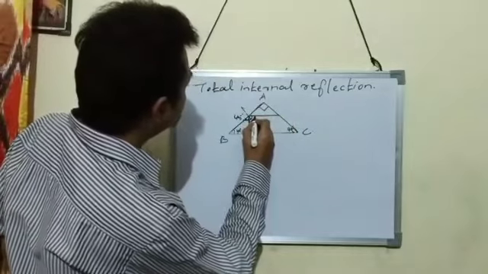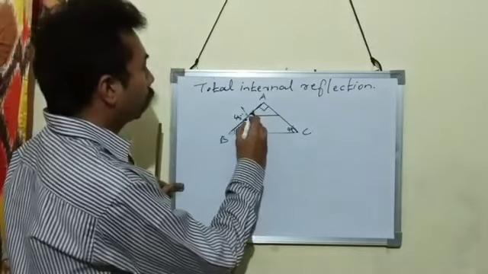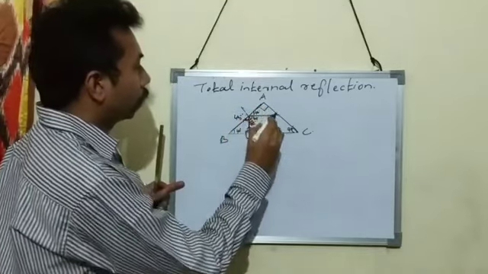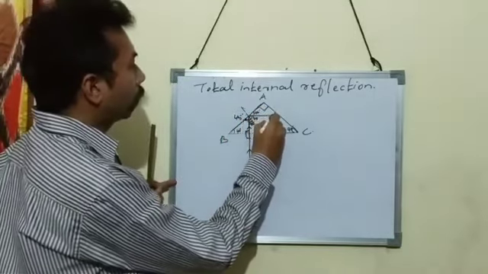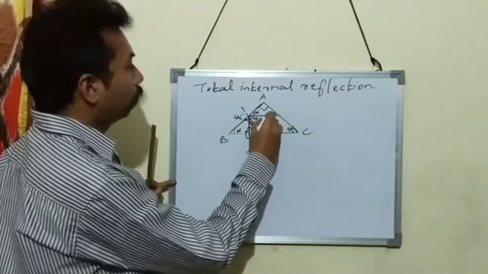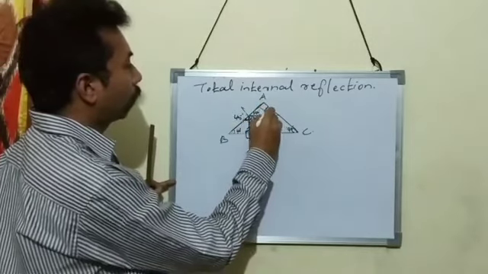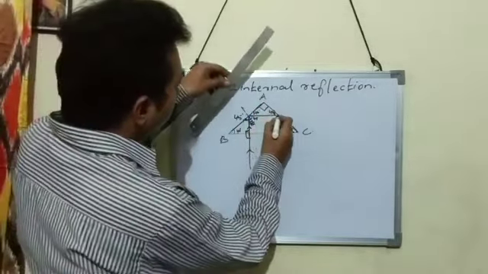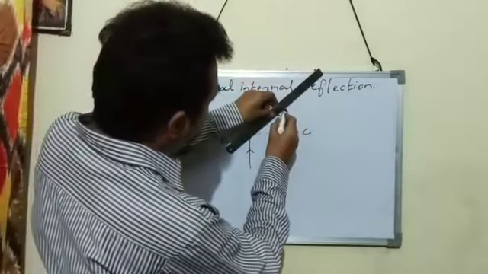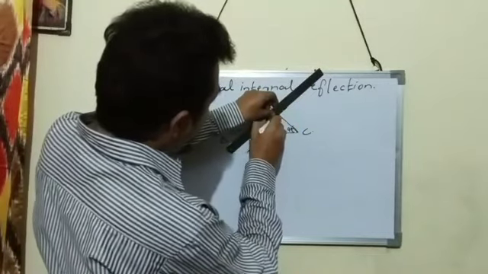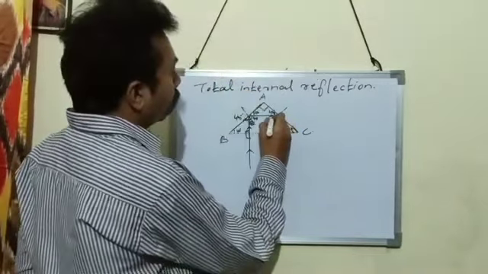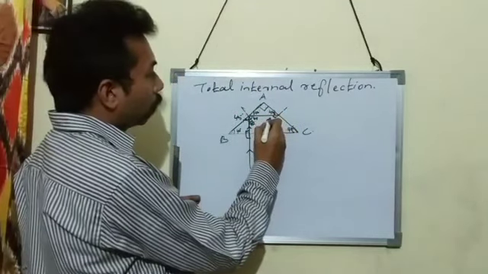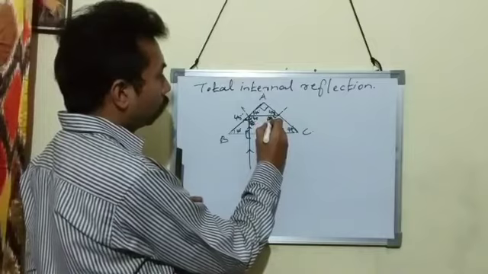So this is 45 degrees. What is the magnitude of this angle by straight line? This will also come as 45. This is 90, this is 45. Then what is the magnitude of this angle? This angle will also be 45 by applying the angle sum property in this triangle. Now about this point we draw a normal. What will be the magnitude of this angle? That is 90 minus 45, which is equal to 45.